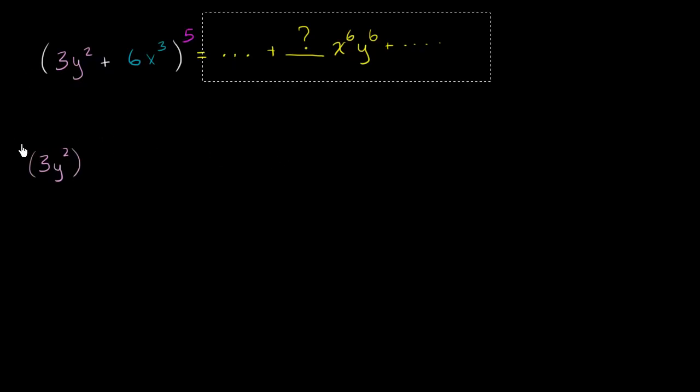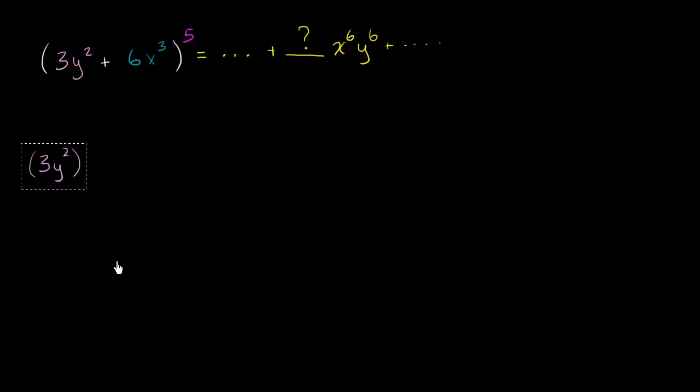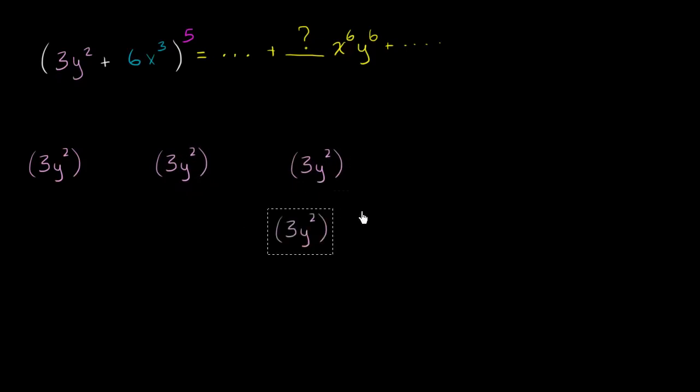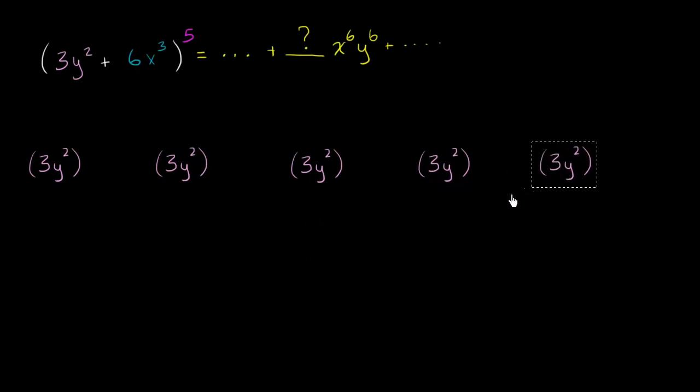So let me actually just copy and paste this. So this is going to be, so copy, and so that's first term, second term, make sure I have enough space here, second term, third term, fourth term, fifth term, and sixth term. This is going to have 6 terms to it. You always have one more term than the exponent.